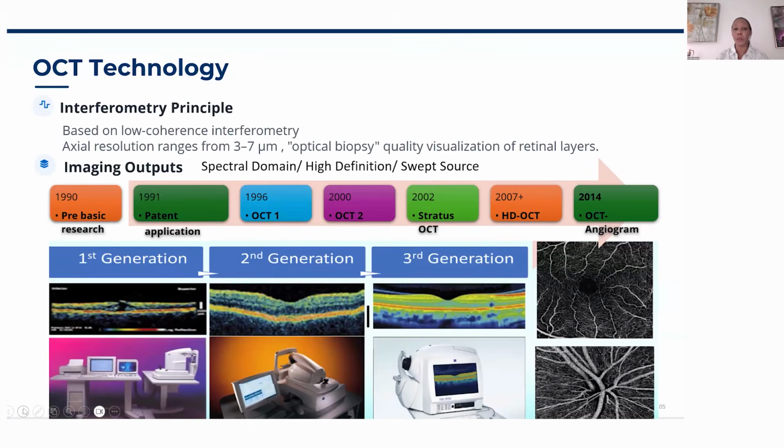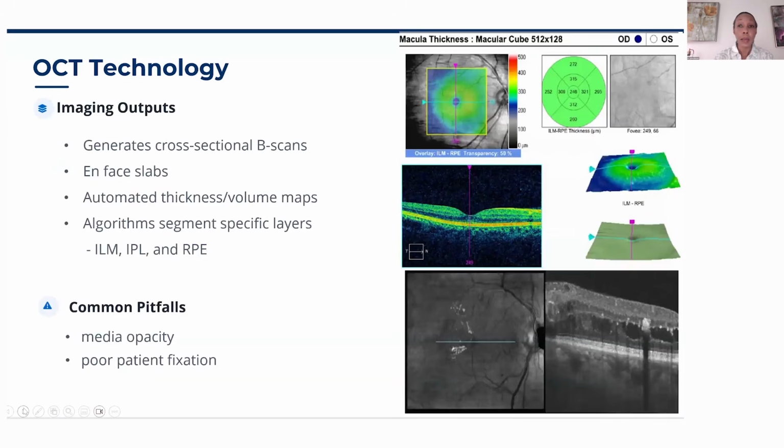So OCT technology has been around from the 90s, but it has improved so much over the years with the type of the OCTs, from the spectral domain, high definition to swept source, where it can scan 100,000 scans per second and actually get an optical biopsy of the retinal layers. So this can tell us so much more about the layers than what we used to see just by looking with our fundoscope.